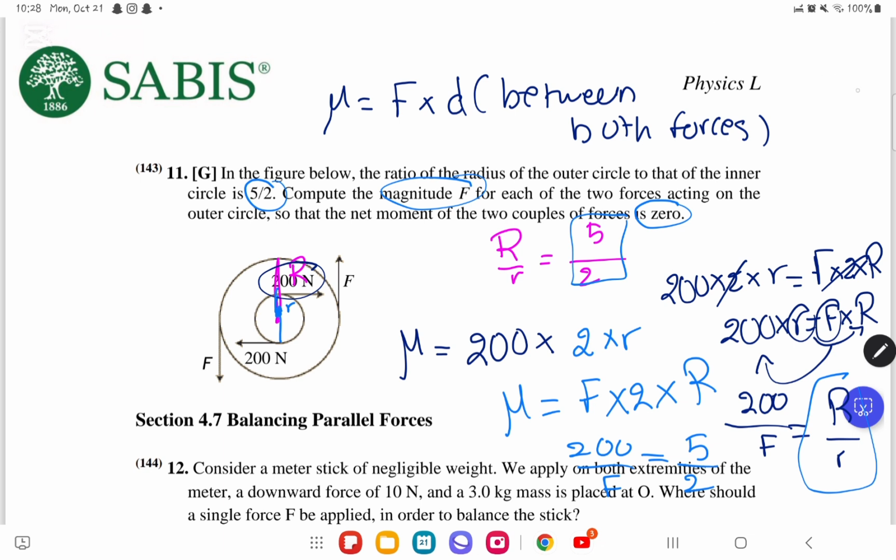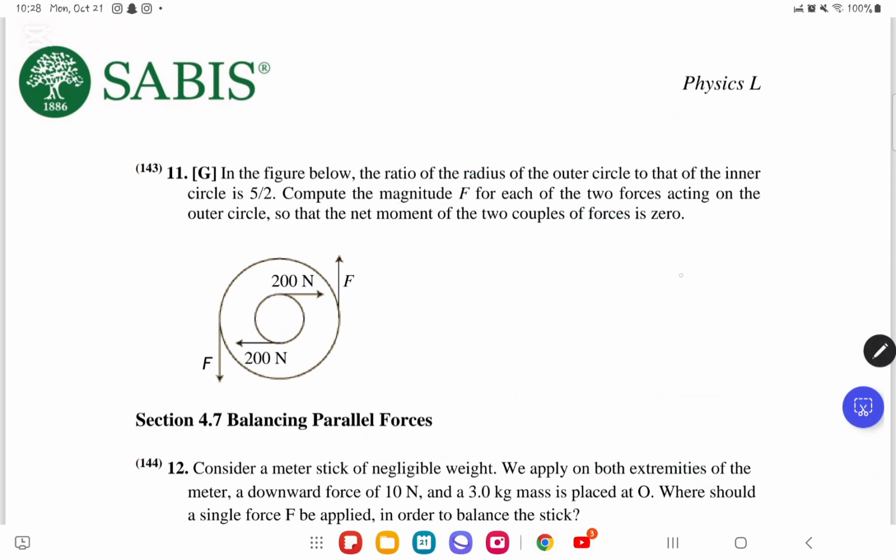So F times 5 is equal to 400. Divide both sides by 5. We will get that then F is equal to 80. So now we know that the force is 80 newtons.